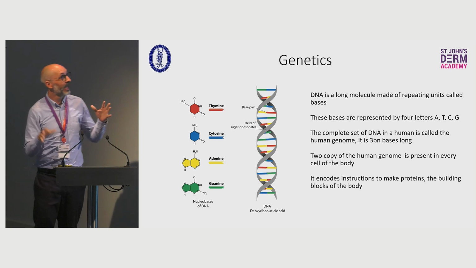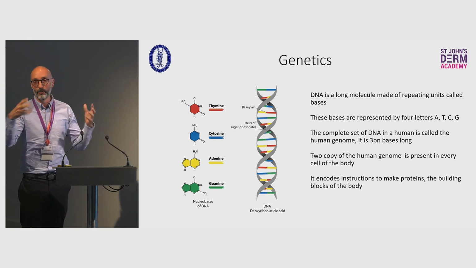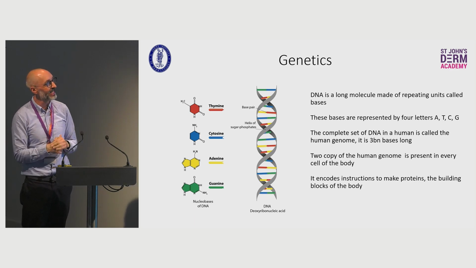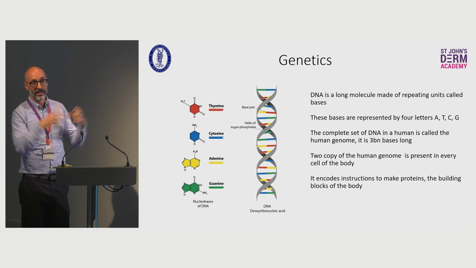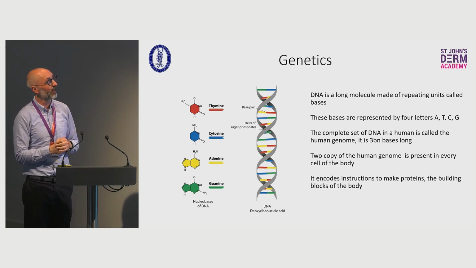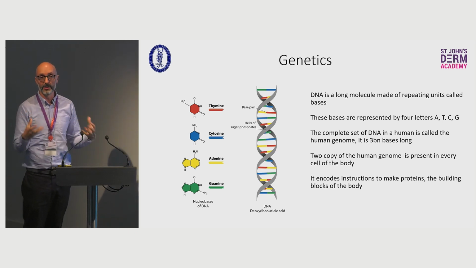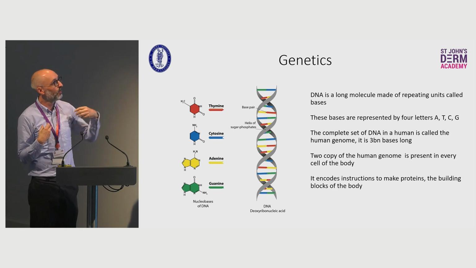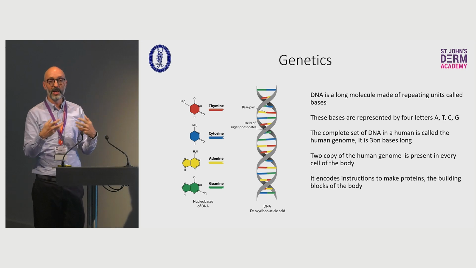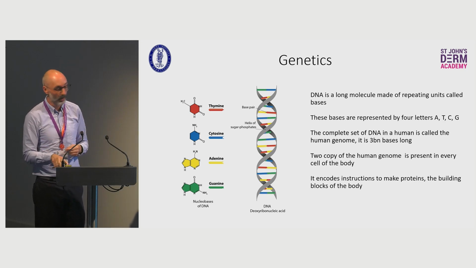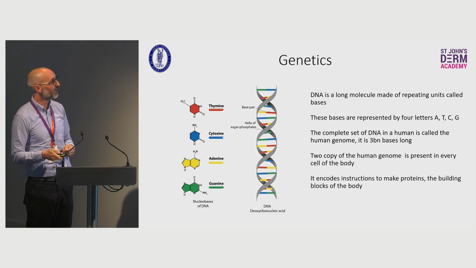So DNA is a long molecule made of repeating units that we call bases, and we've given these 4 bases names, and we refer to them as A, T, C's, and G's. Within our cells as humans, the DNA, if we stretch it out, is 3 billion bases long, so there's a lot of information there. Each of us has 2 copies of the genome, one that we've inherited from our mum and one that we've inherited from our dad. And they both encode similar information to make proteins, which are the building blocks of the body, including the antibodies that Sophia's just been telling us about.